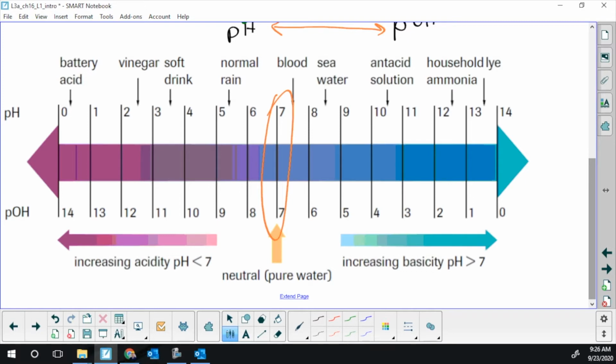Okay? I come across, particularly grade 10s, who think the pH scale is 0 to 14. That's it. You can't go below 0. Yes, you can go below 0. You can go to -1 on the pH scale. And here, you'd be at 15. They still sum to 14.